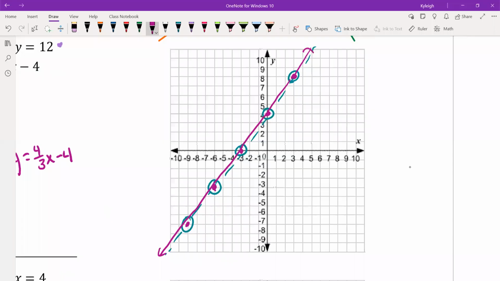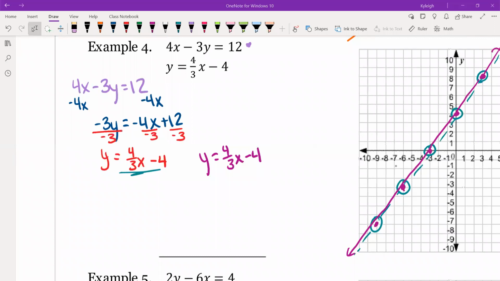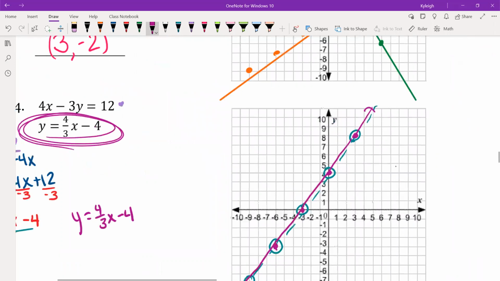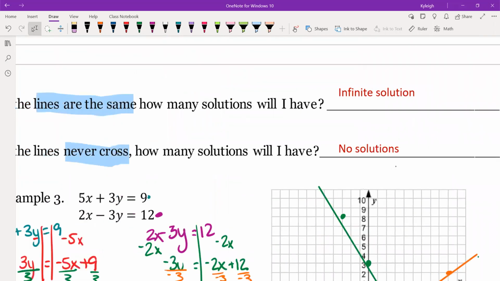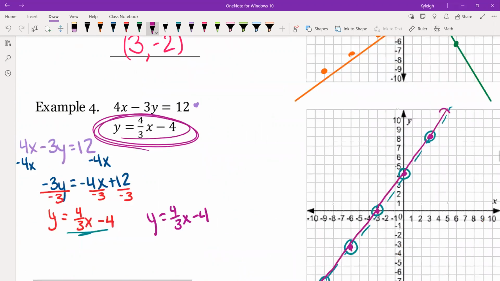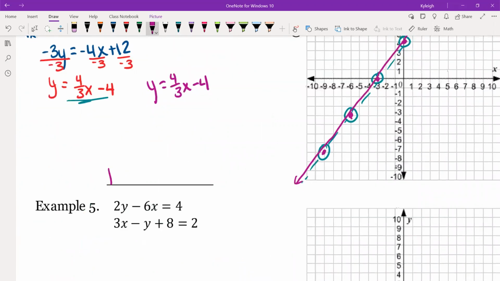All right, so if you notice, when you solved it, you got y equals 4/3 x minus 4, which is the same as the other equation. So if you graph these, you should have gotten overlapping lines. If the lines are the same, we have infinite solutions because they're going to cross everywhere. Okay, so my answer is infinite solutions.